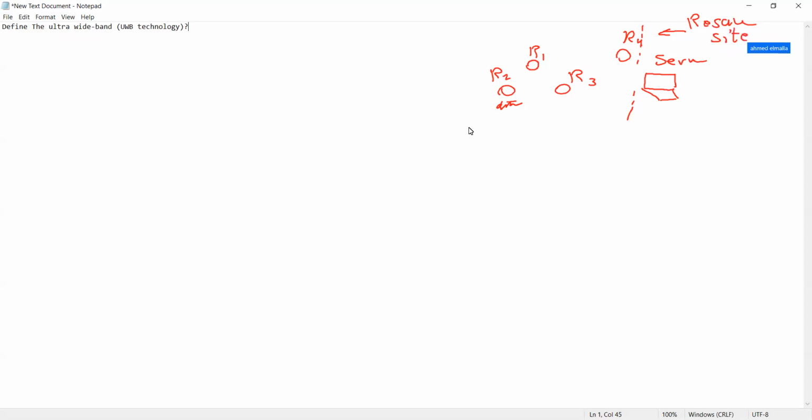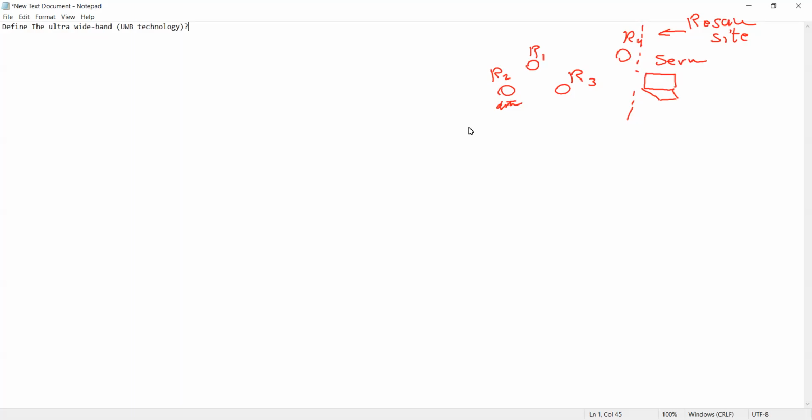So if we want to communicate with the server, sometimes we are so deep inside the rescue site that we are not able to establish line of sight. Typically, if you are out of line of sight, it means that the communication cannot be established between R2 and the server directly. It's very hard. Even if you're using Wi-Fi, it's not possible.